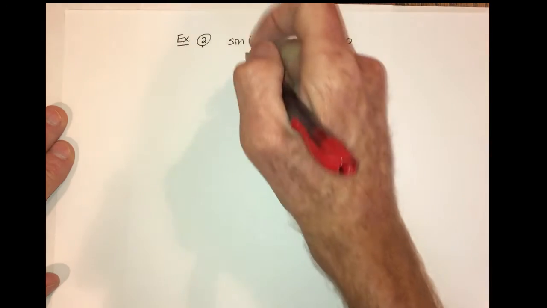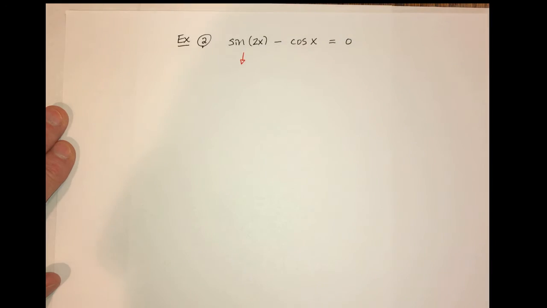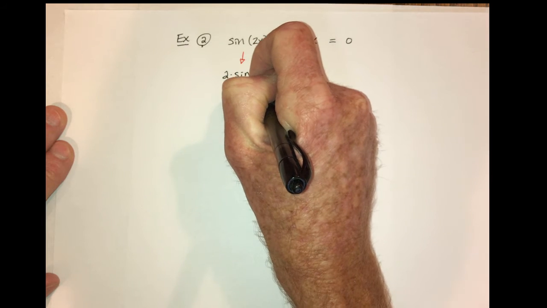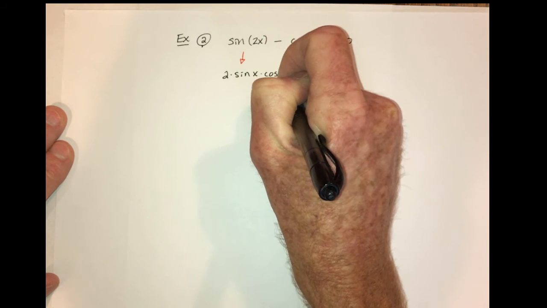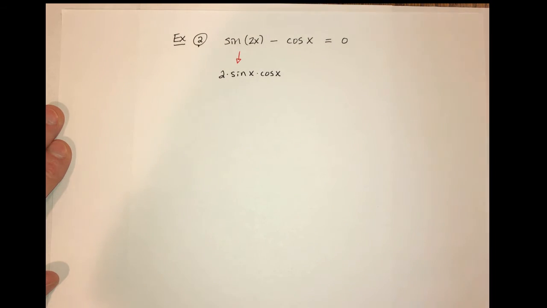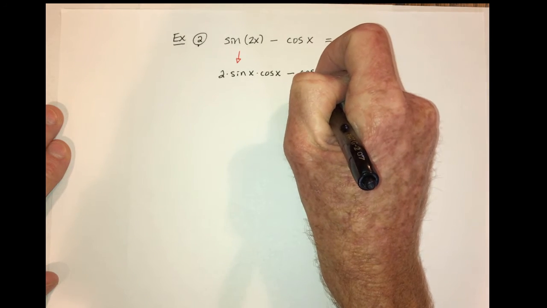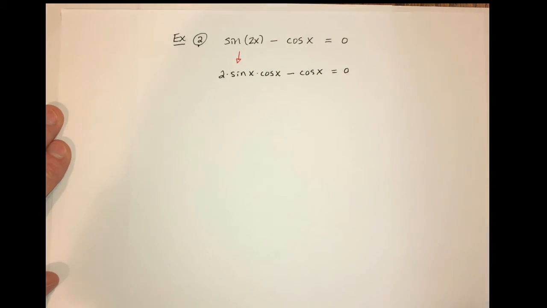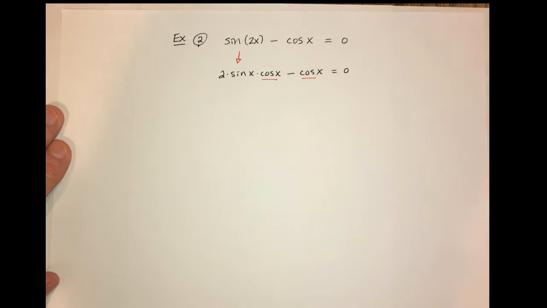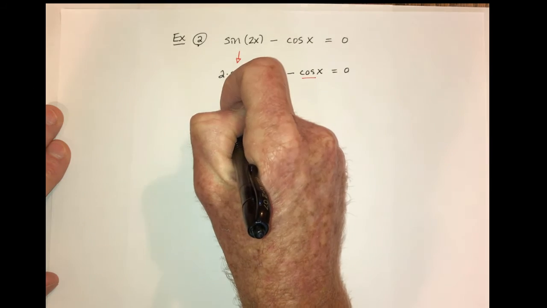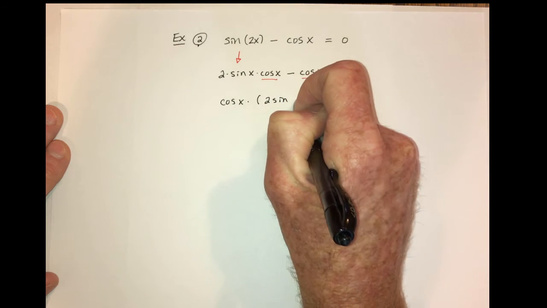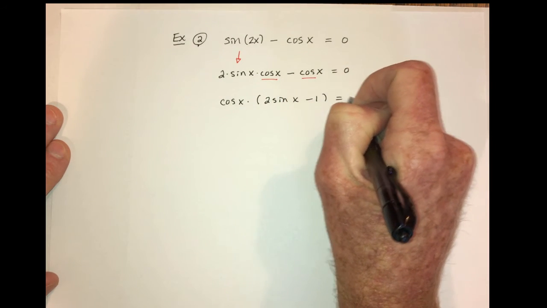So we need to use a trig identity for sine of 2x, which is actually personally my favorite trig identity. I don't really know why, but I really like this one. So use that trig identity. And then it's still minus cosine of x, and it still equals 0. Now that we've done that, this has cosine and this has cosine, so we could factor out cosine. And then it's going to leave 2 sine of x minus 1 equals 0.